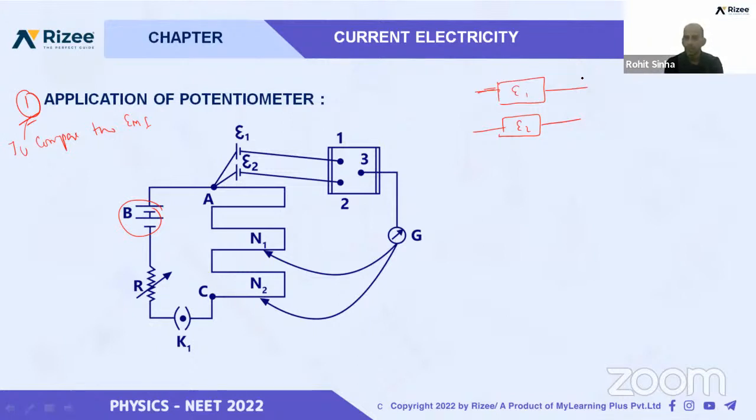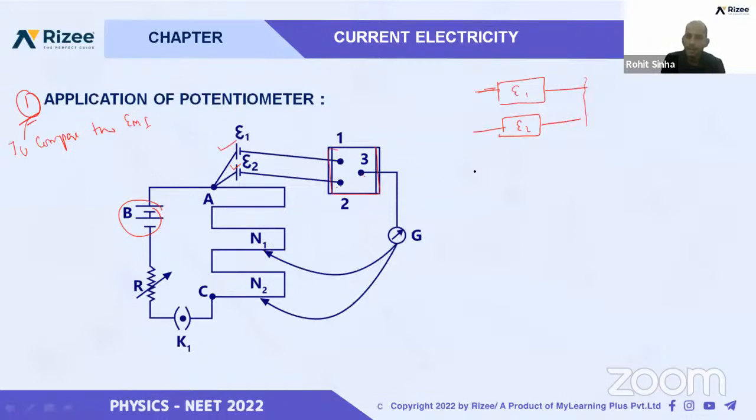We use a potentiometer. We arrange the potentiometer like this, and we take one switch, called a single pole double throw. We can either connect 3 to 1 or 3 to 2. When we connect 3 to 1, current will flow through E1. When we connect 3 to 2, current will flow through E2. And we find where the null point is.